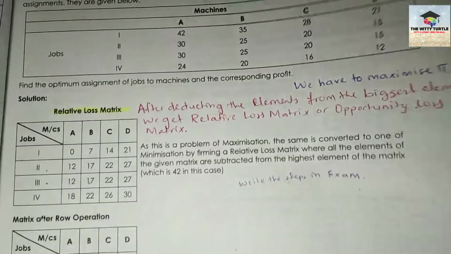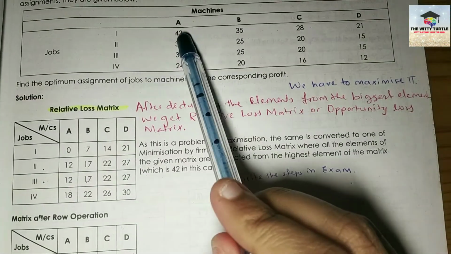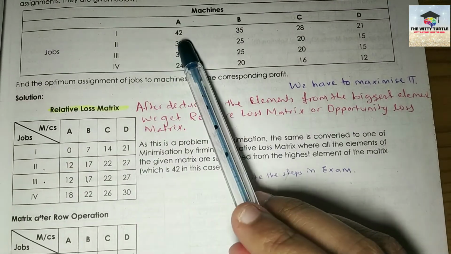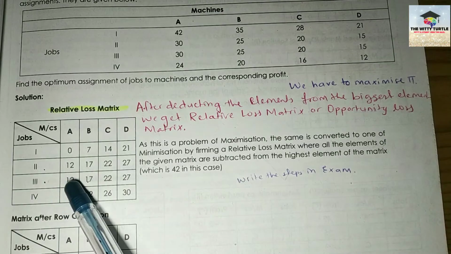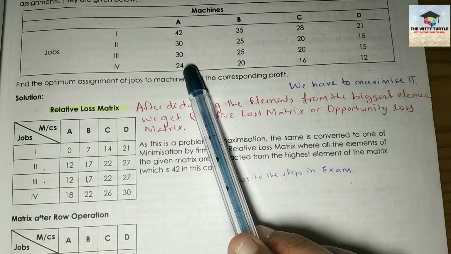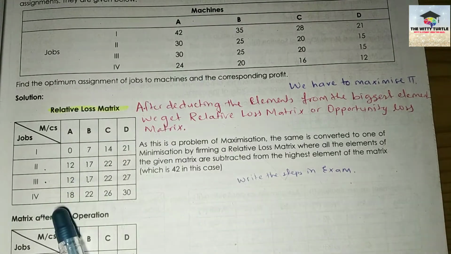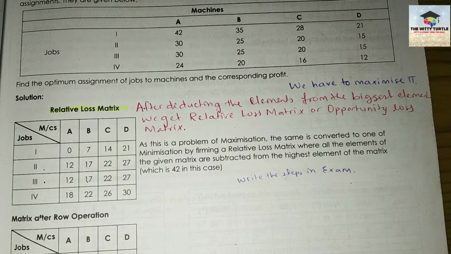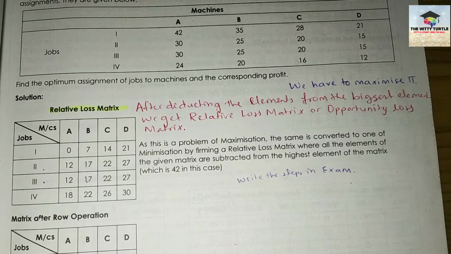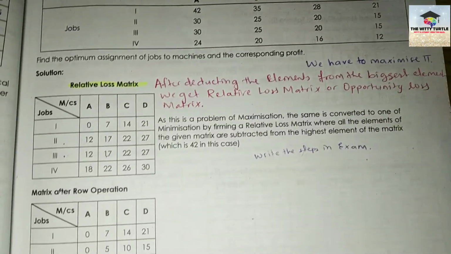Okay, see, 42 minus 42, 0. Then 42 minus 30, that is 12. Then again 42 minus 30, that is 12. Then again 42 minus 24, that will be 18. And like this, you can make this a relative loss matrix, right? Now after that, what will be the next step? Obviously, you have to do the row operation.